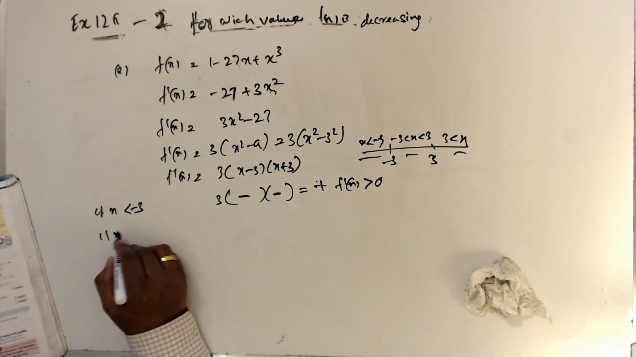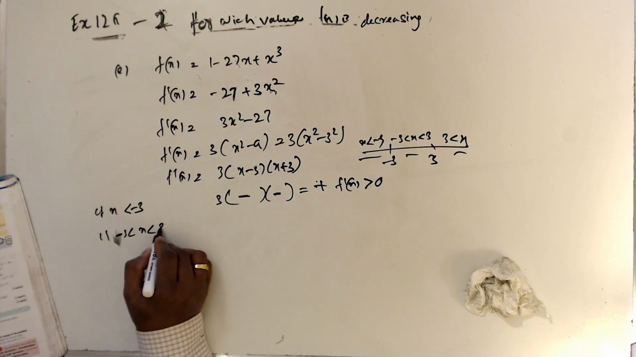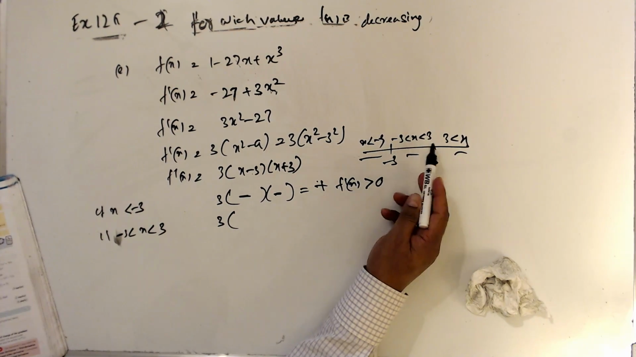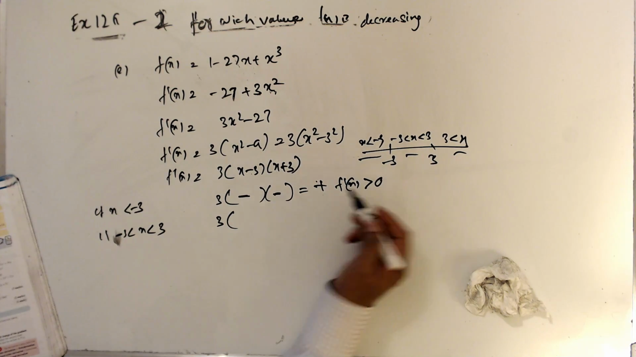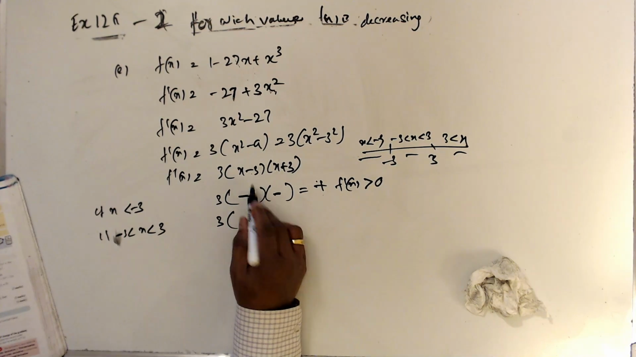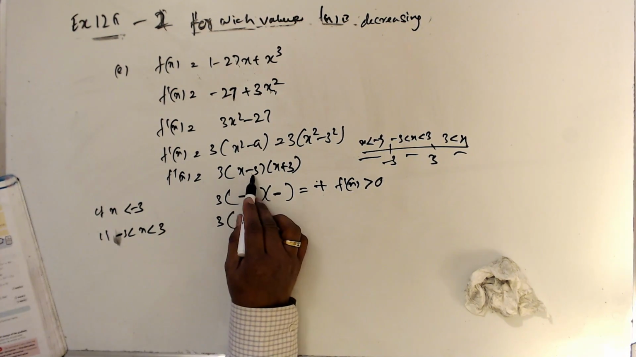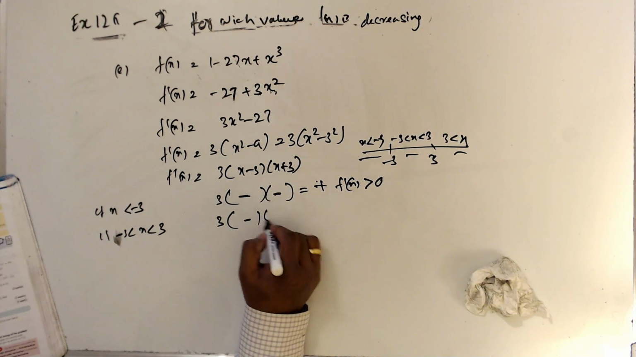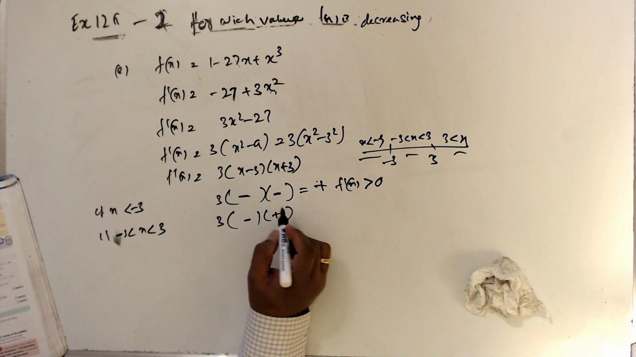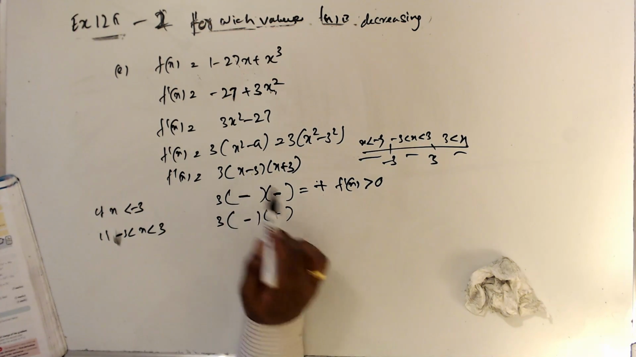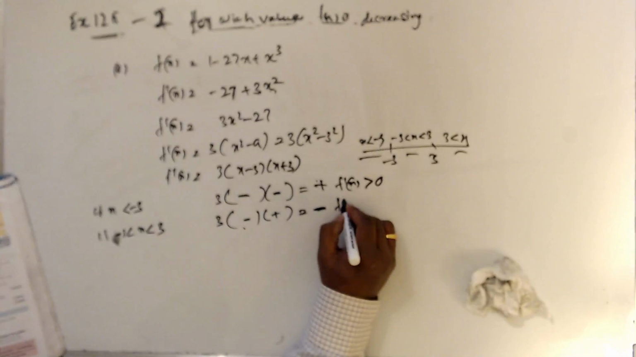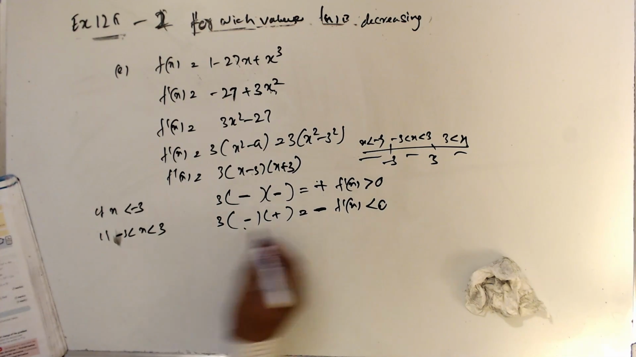If minus 3 is less than x less than 3, in between, can you tell me any number between minus 3 and 3? 0. So 0 minus 3 is minus 3, that is negative. 0 plus 3 is plus 3, it is positive. So that's why this answer is negative. So f dash x is less than 0.